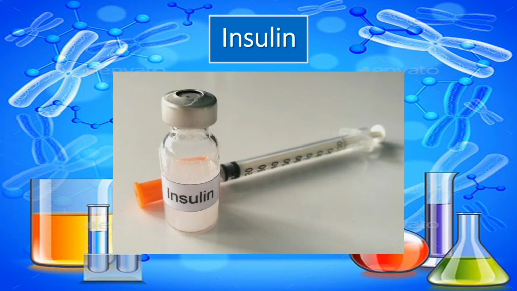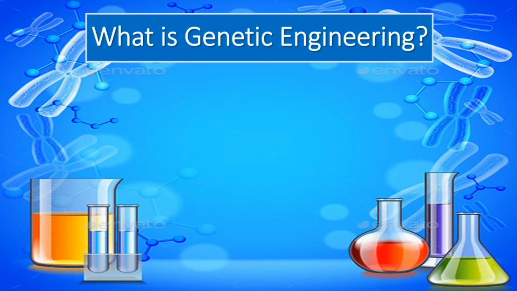Are you aware of the drug insulin used for diabetes? An insulin drug is actually a product of genetic engineering. Of course, genetic engineering is conducted in a sophisticated laboratory with state-of-the-art equipment. What is genetic engineering, by the way?